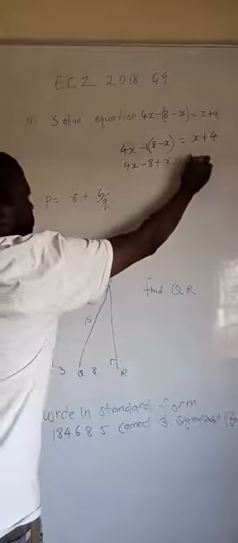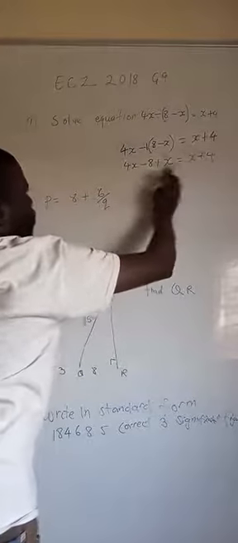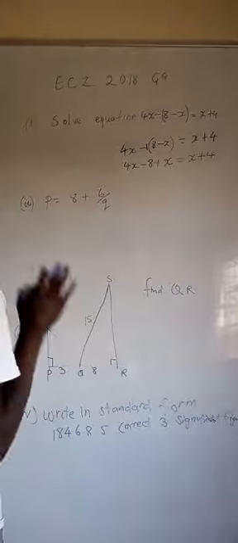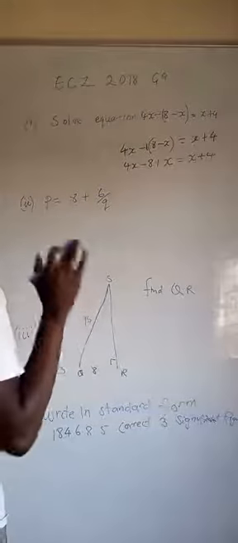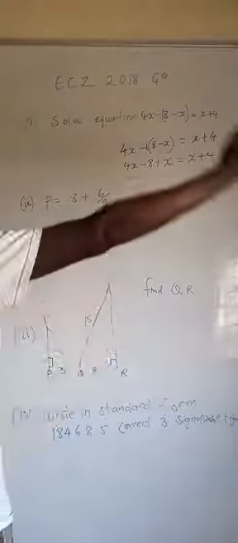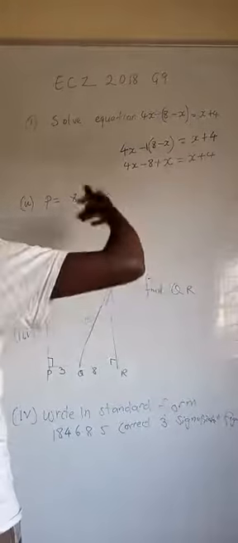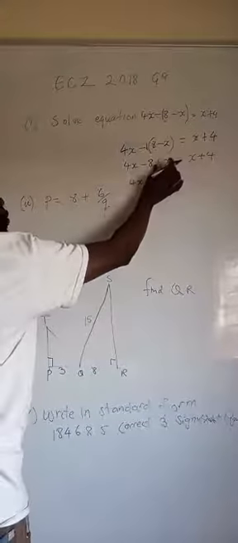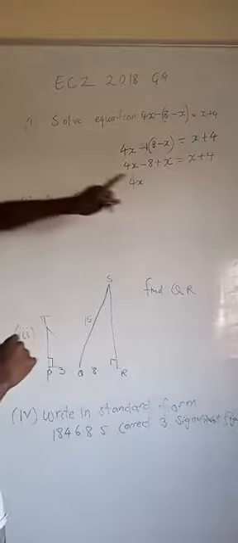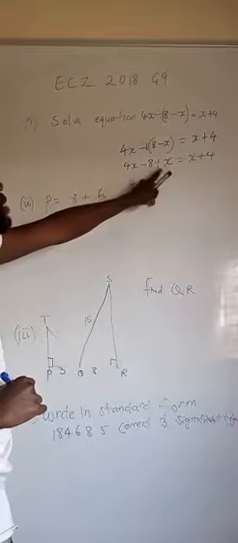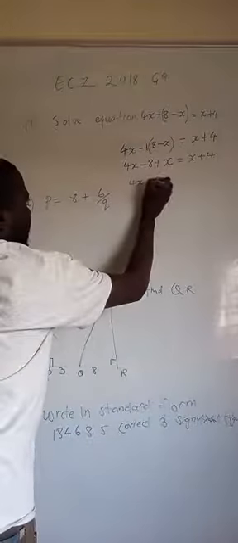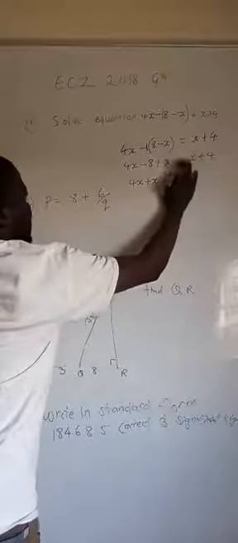Equals x plus 4. When you reach here, you group the like terms together: the letters together and the numbers together. The letters should be on the left-hand side and the numbers on the right-hand side. So 4x will come here. This one doesn't cross the equal sign, so I just bring it the way it is. Positive x, I'll bring it here.